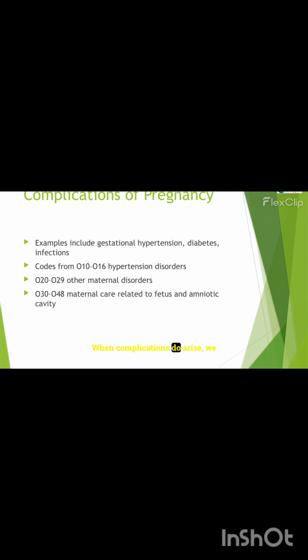When complications do arise, we move into the O codes. These range from gestational hypertension and diabetes to infections. Category O10 to O16 covers hypertensive disorders. O20 to O29 covers other maternal disorders like hemorrhage or anemia, and O30 to O48 is where we find codes for maternal care related to the fetus or the amniotic cavity.